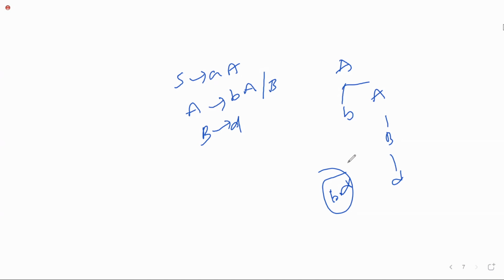Useless symbols means here we are considering two cases. The first case is whatever variable is not reachable from the starting symbol, that is a useless symbol. And the variable which is not going to derive any terminals, either directly or indirectly with the help of other variables, is also a useless symbol. I think you're clear with this. Am I?